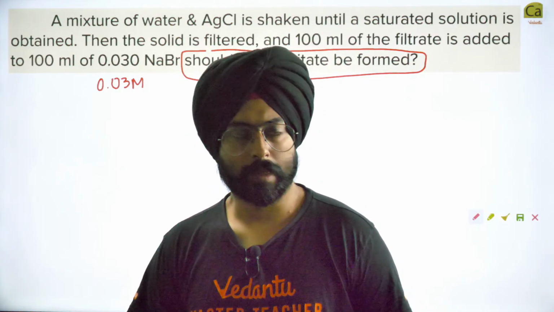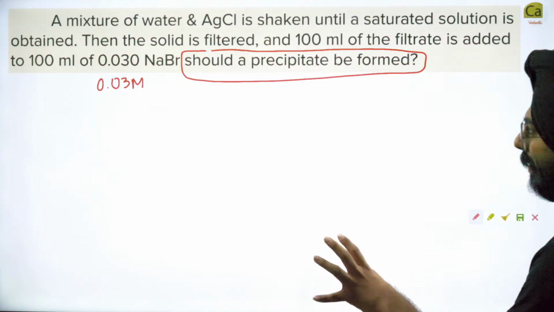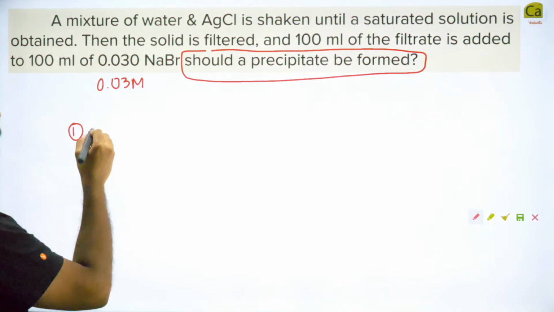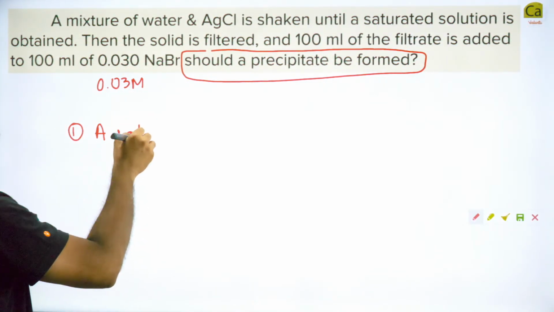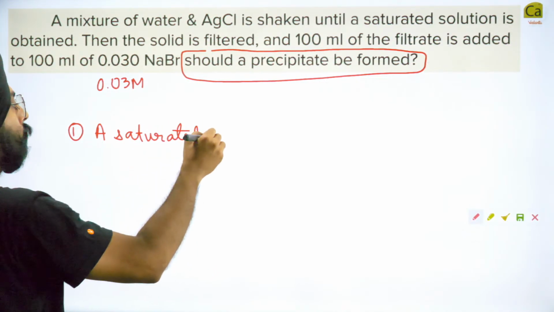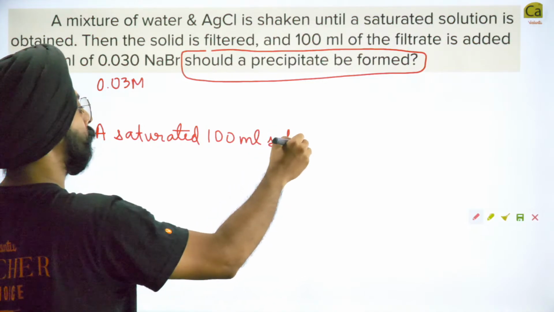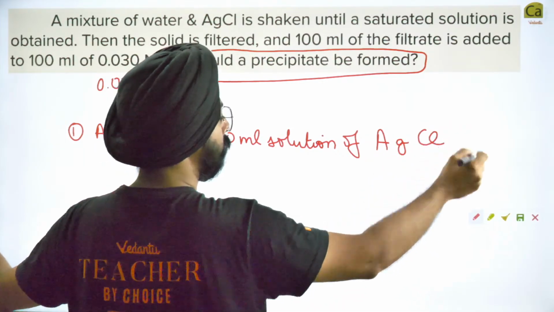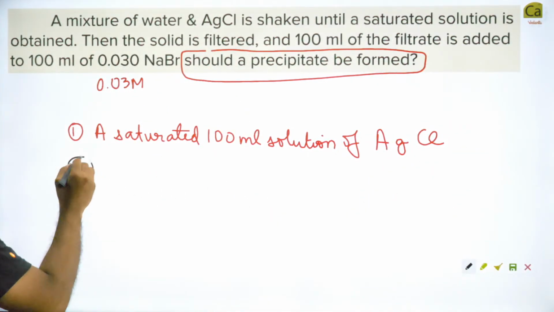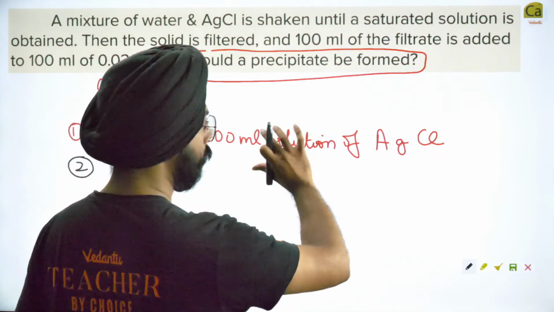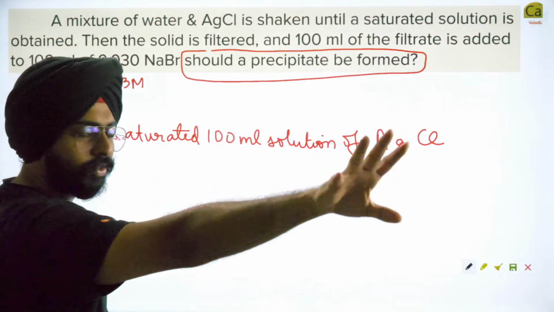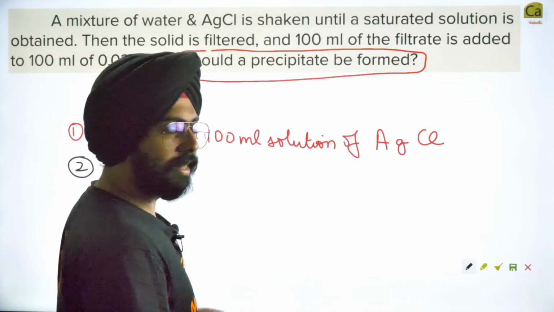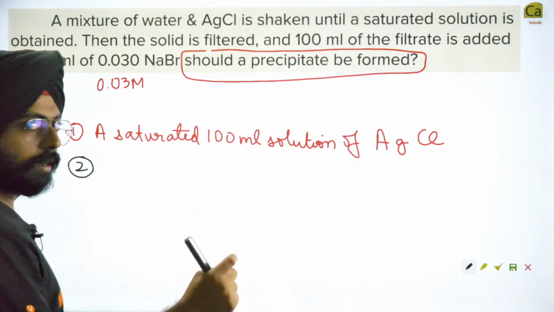Cool. Okay, let's go. So what's going on over here? Let us try to see what we have. We have a saturated 100 milliliter solution of AgCl. And what do we do next? So we have 100 ml saturated solution of AgCl. That line about taking a mixture and doing this and that is just pointless jazz. At the end you just have a 100 ml solution that is saturated in AgCl, filled with as much AgCl as possible.